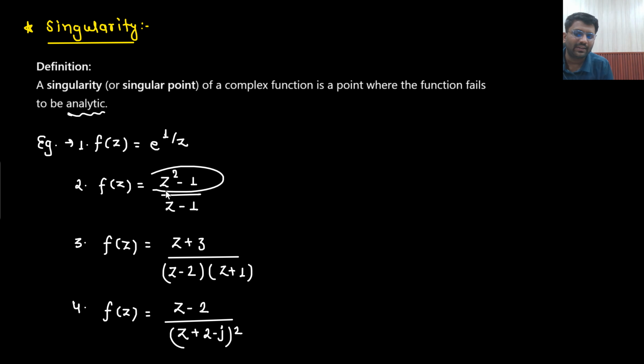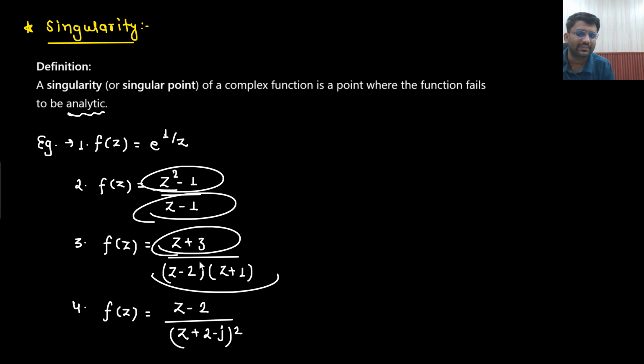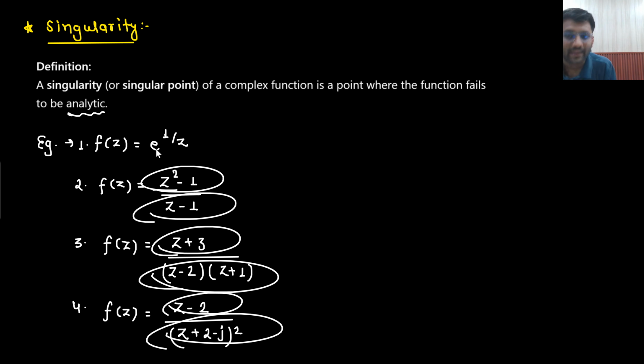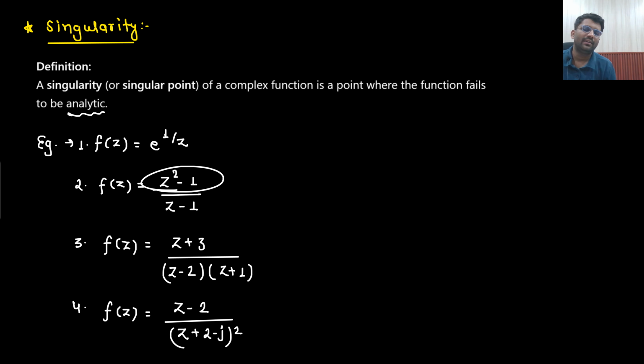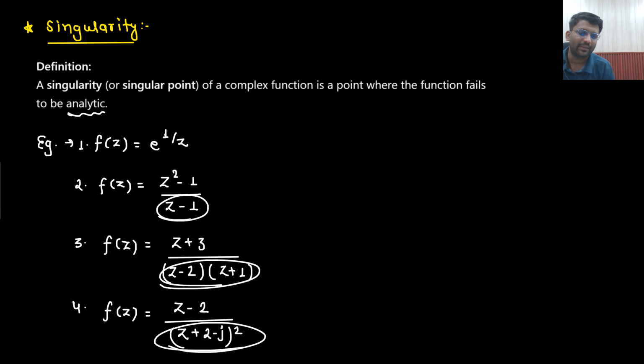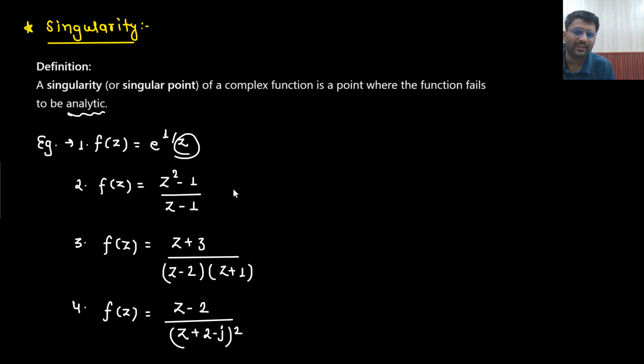Because I know that, sir, separately it is analytic, separately it is analytic, and separately this exponential is also analytic. The problem will be created by these denominators. Problem will be created by these guys. So these are the ones creating problems, right?